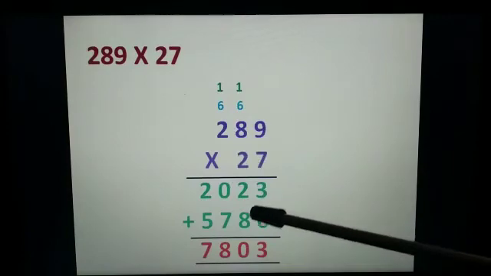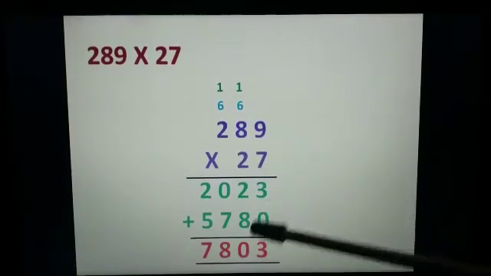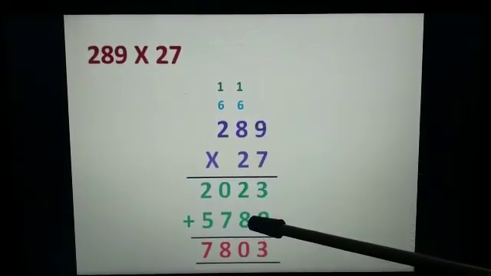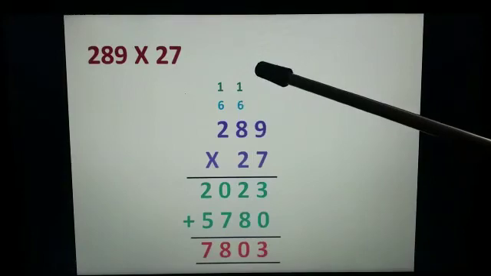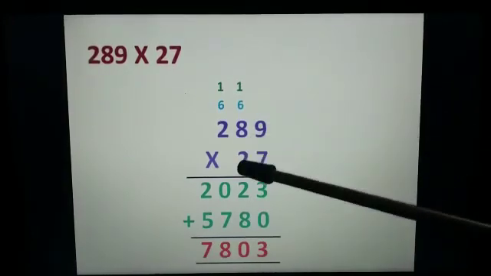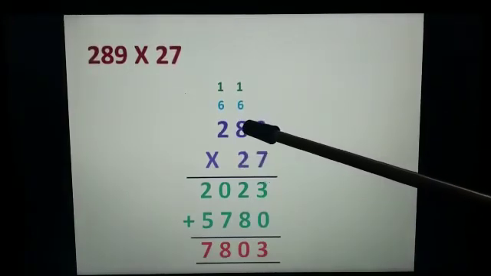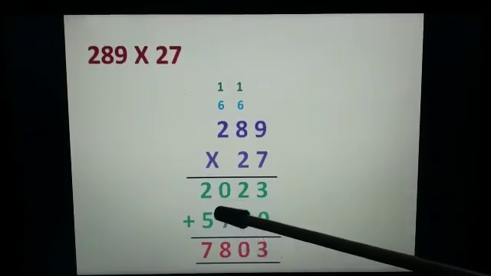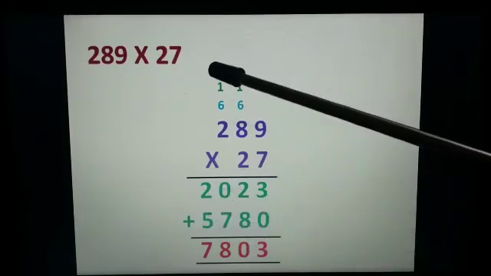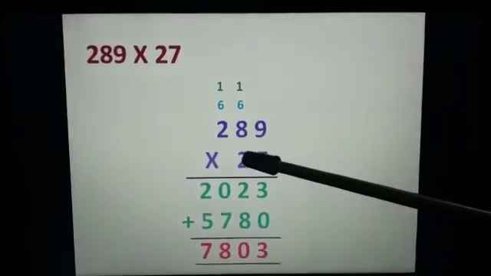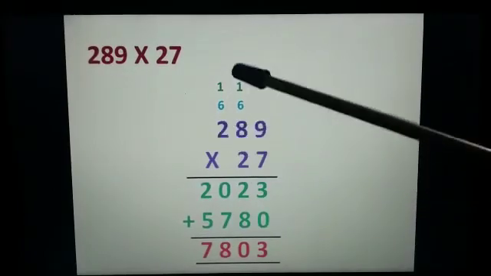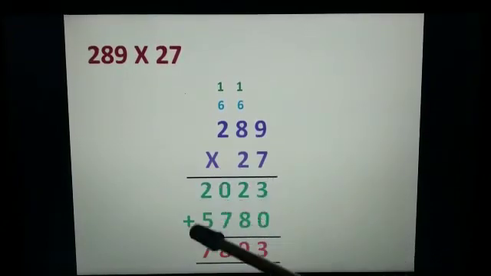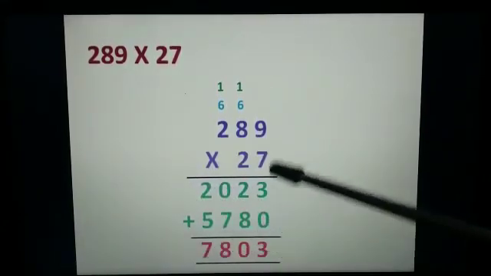So first of all, we have to put 0 at the ones place or a cross at the ones place. Now 2 nines are 18. 8 will be here and 1 will be carried over to the tens place. Now 2 eights are 16. 16 and 1, 17. So 7 will be here and 1 will be carried over to the hundreds place. Now 2 twos are 4. 4 and 1, 5.